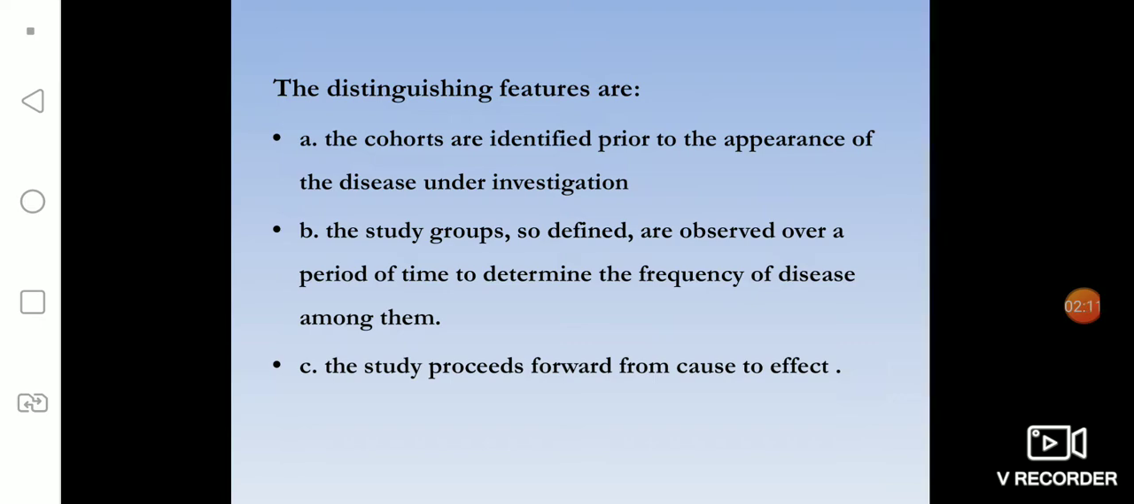Second, the study groups are observed over a period of time, that is from cause to effect, to determine the frequency of disease happening among those groups of people. Third, the study proceeds forward, that is from cause to effect or outcome, as we call it.